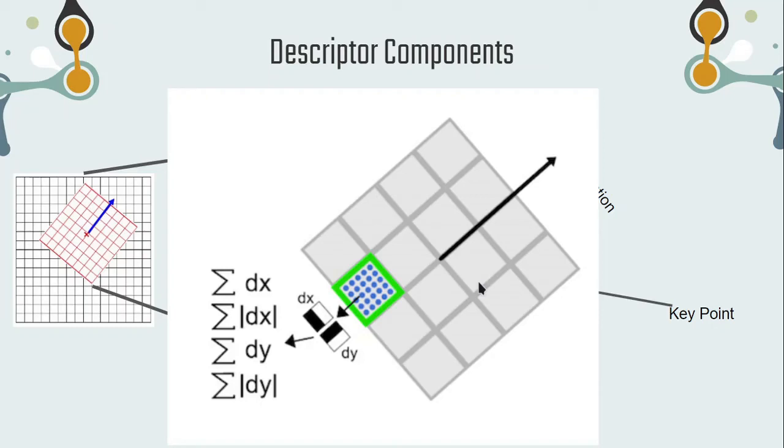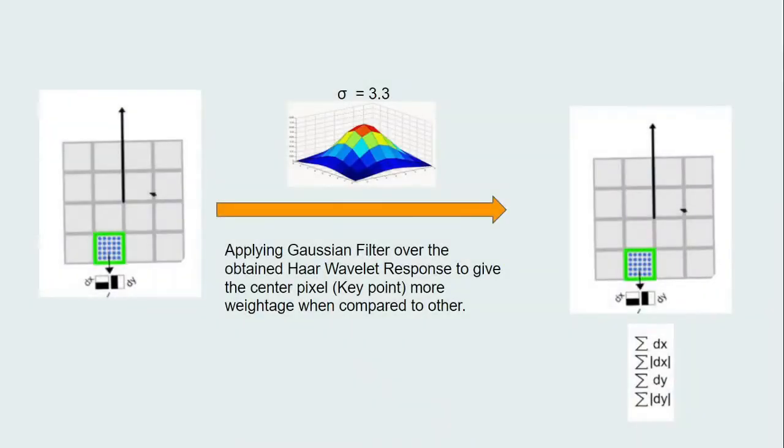For reasons of simplicity, we call dx the Haar wavelet response in horizontal direction and dy the Haar wavelet response in the vertical direction, where the filter size is 2s. Horizontal and vertical here are defined in relation to the selected interest point orientation. To increase the robustness towards geometric deformations, the responses dx and dy are first weighted with a Gaussian of sigma 3.3s centered at the interest point. Further, to improve the robustness of the model, we apply a Gaussian filter of sigma 3.3 over the obtained Haar wavelet responses. The resulting wavelet responses dx and dy are summed up over each subregion and form a first set of entries to the feature vector.